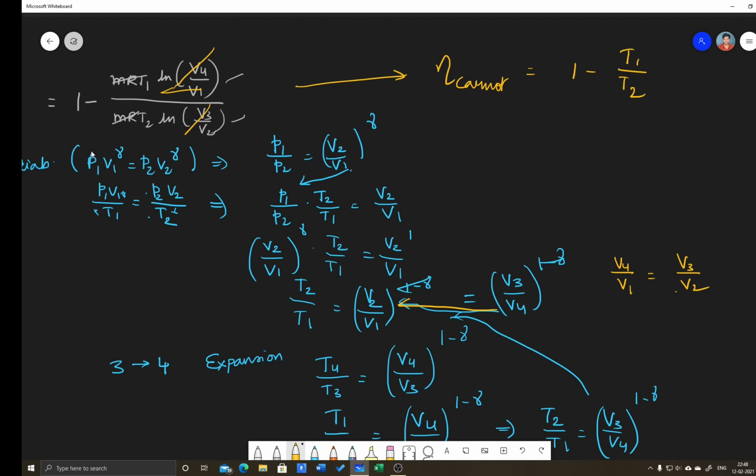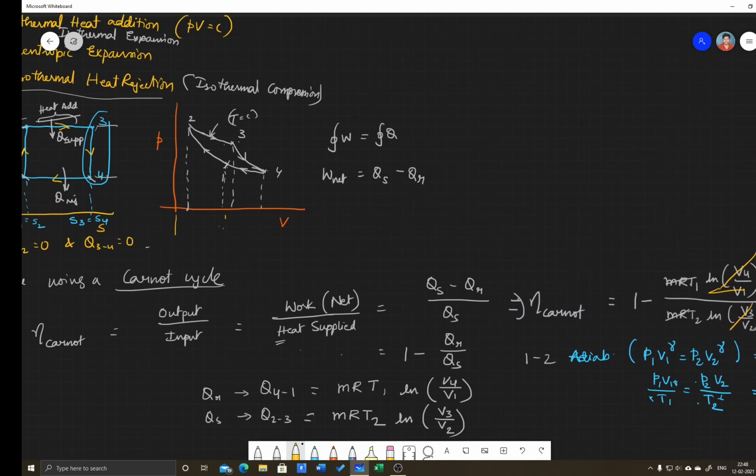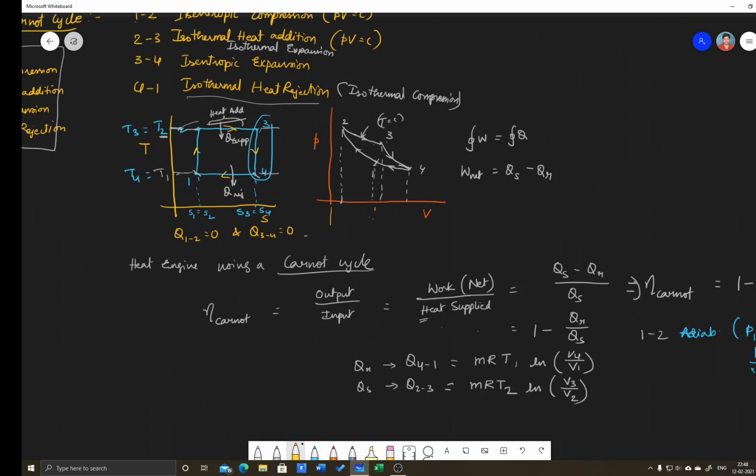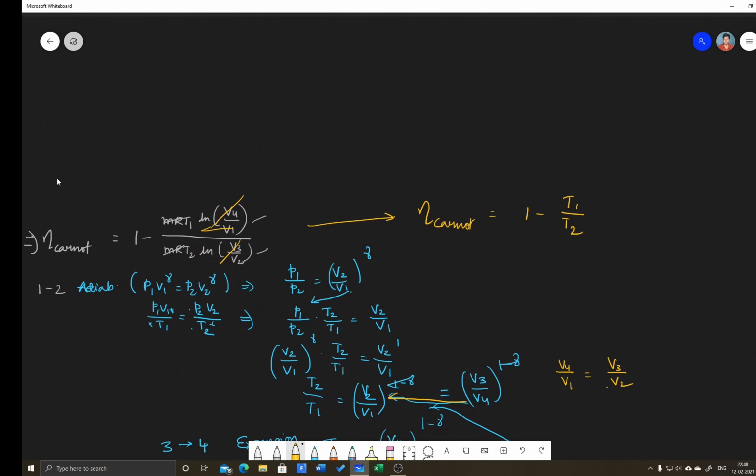Here, you have to observe one more thing. T1 is the lowest temperature possible in the cycle, and T2 is the highest temperature possible in the cycle. So Carnot cycle efficiency can be written as 1 minus T low by T high. This is the expression for Carnot efficiency.